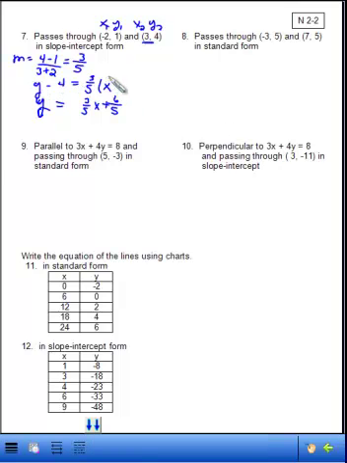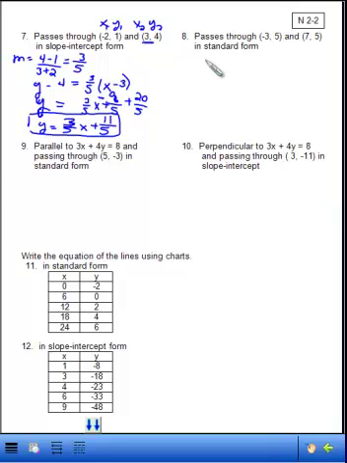Y minus 4 is equal to 3/5 x minus 3. So when I distribute that, that's going to be 9/5, and it's negative. And then when I add the 4 across, it's plus 20/5. And so y is equal to 3/5 x plus 11/5. Okay.